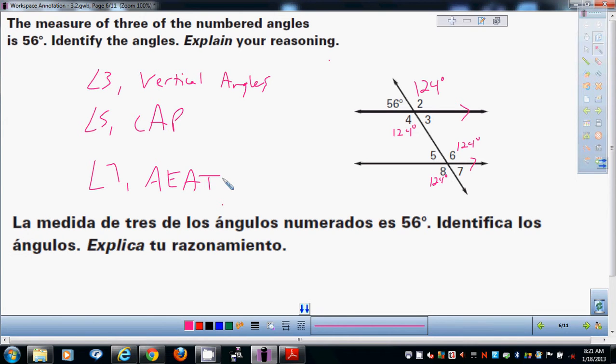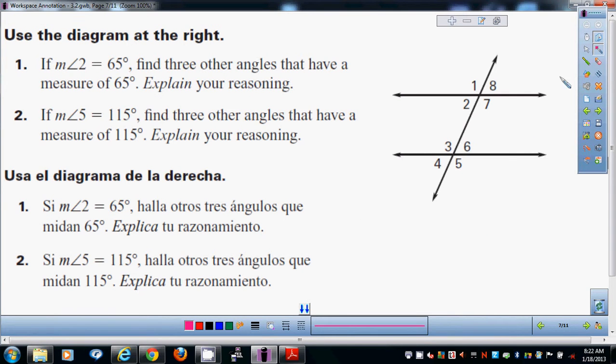Let's look at another one. Okay. If angle 2 is 65, find 3 other angles that have a measure of 65 and explain your reasoning. So, this one is 65. We're going to go around the room. Everyone's going to have a turn to answer today. I'm going to start in this corner. Everybody's going to answer, and we're going to make the rounds. We have lots of these to do.